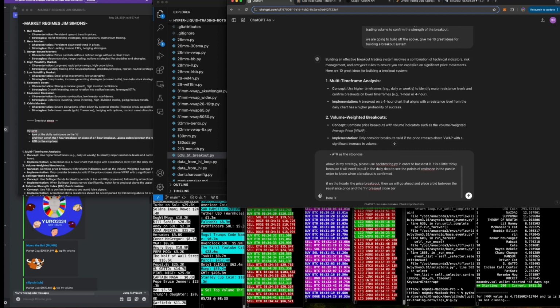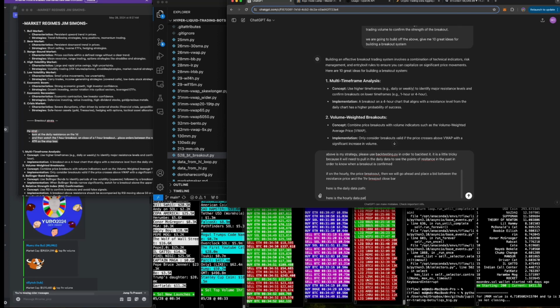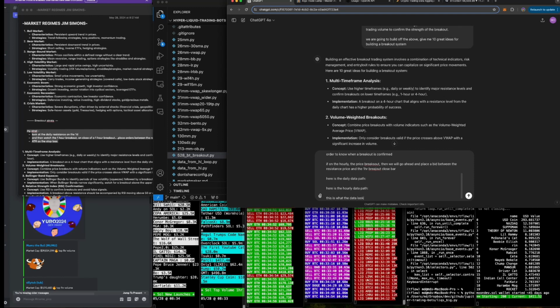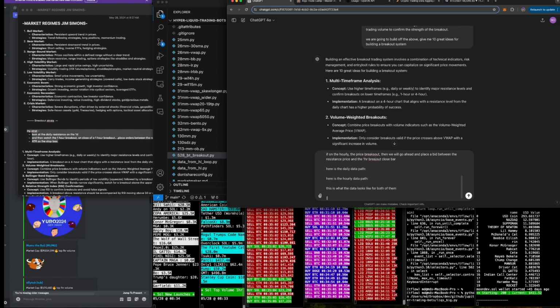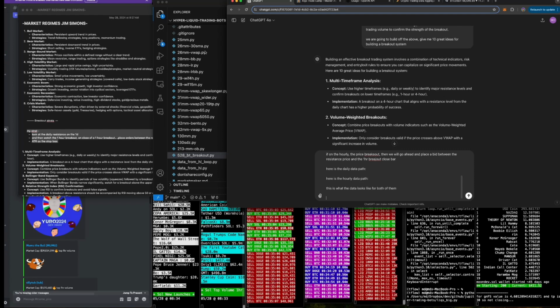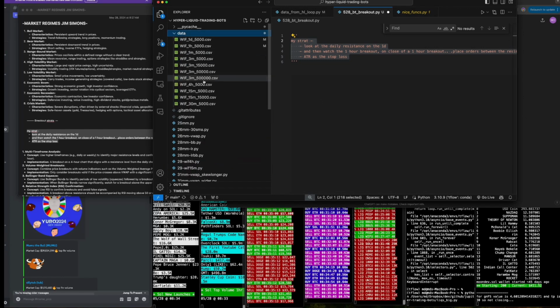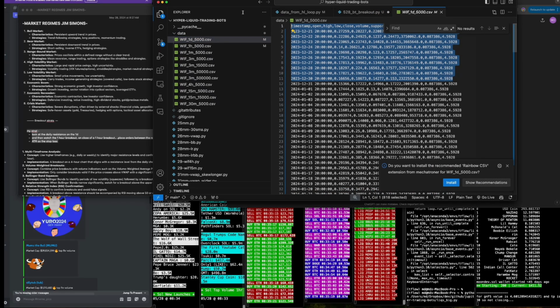Here is the daily data path. Here is the hourly data path. This is what the data looks like for both of them. Okay. Let's go get the data for both of them. Breakout. Okay. Data. What data did we get? We got the 1 hour and the 1 day. So this is what it looks like.